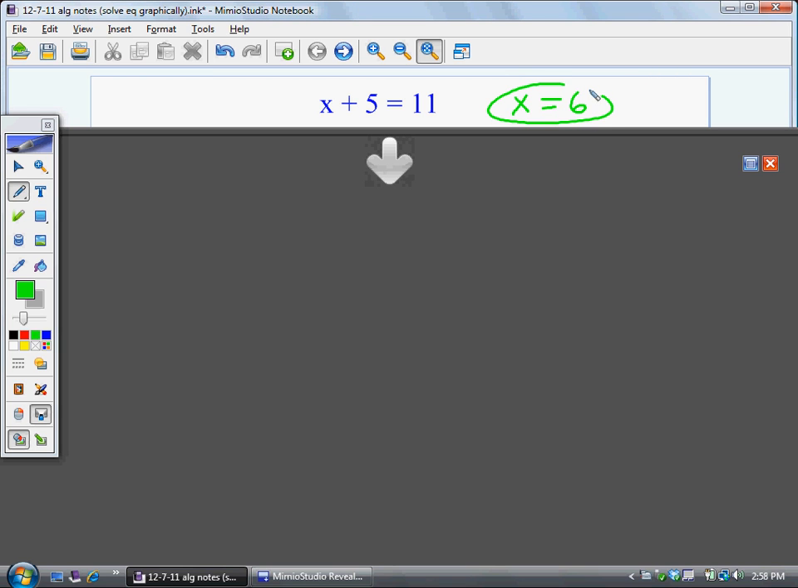We already know that the answer is 6. We're going to talk about how we can find that answer, 6, on the graph. And this will be kind of a precursor to solving quadratic equations graphically, to show you that you actually can solve them both the same way, even though a linear equation results in a line, whereas a quadratic equation will result in a parabola.